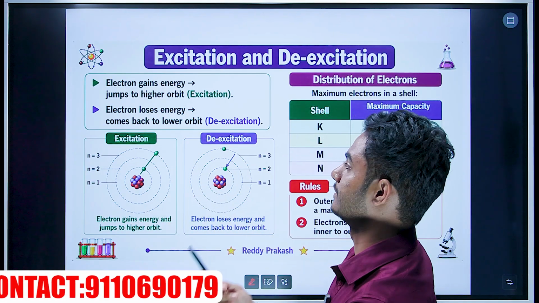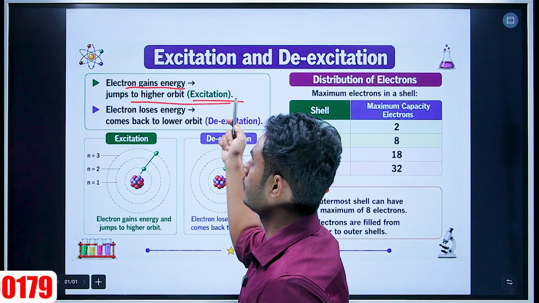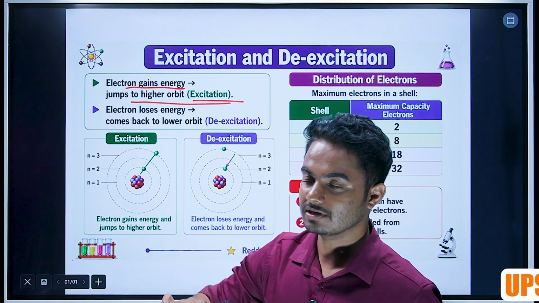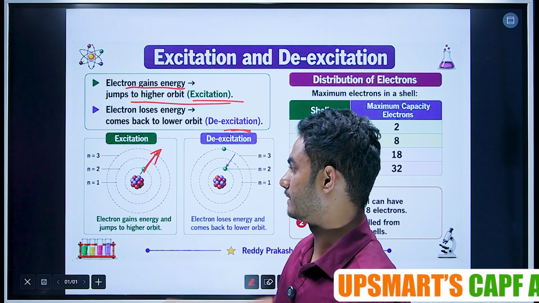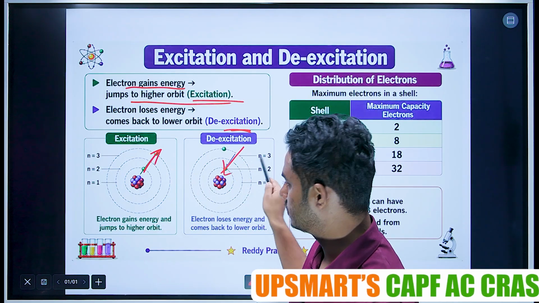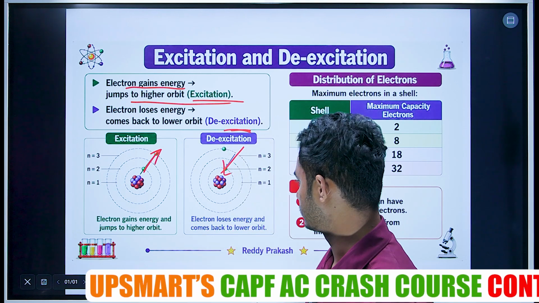Excitation means the electron gains energy and jumps to a higher orbit, which I already told you. The reverse is de-excitation. Easy. Excitation, it is getting excited. De-excitation is, it is losing its excitement. It is coming down. Easy concept, right?